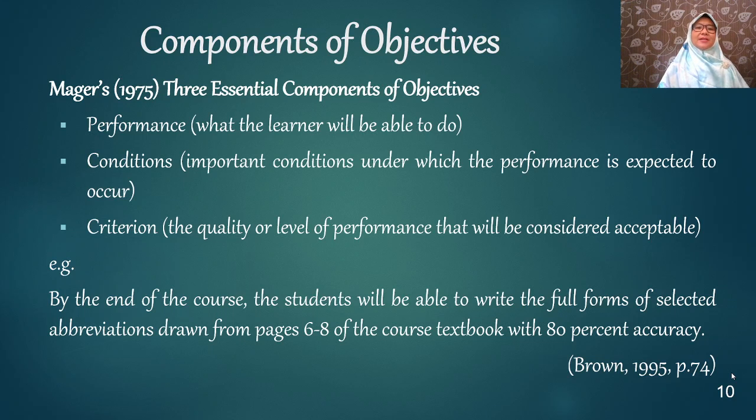For example, here is an objective. Can you decide which one is the performance, condition, and criterion? Let's discuss together. By the end of the course, the students will be able to write the full forms of selected abbreviations drawn from pages 6 to 8 of the course textbook with 80% accuracy. The performance is that the students will be able to write the full forms of selected abbreviations. What about the condition? The condition is drawn from pages 6 to 8 of the course textbook. And the criterion is the phrase with 80% accuracy.